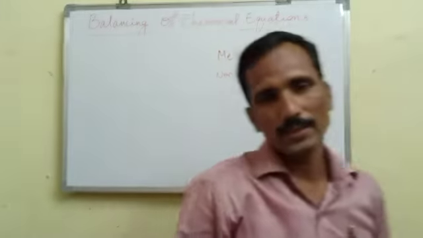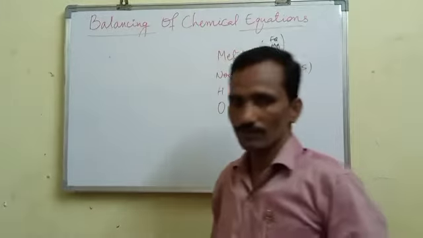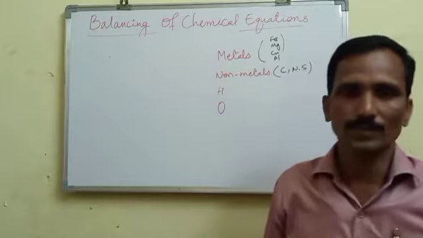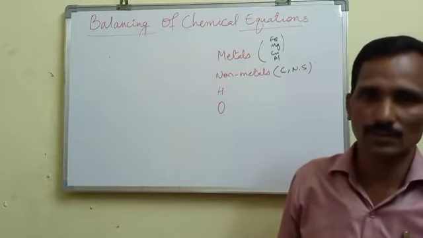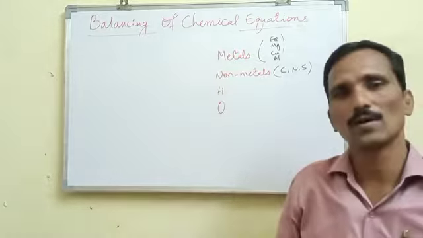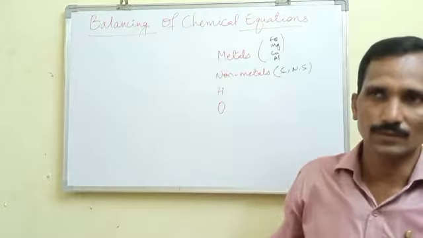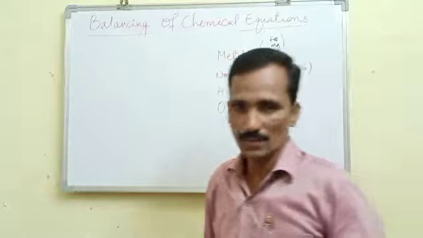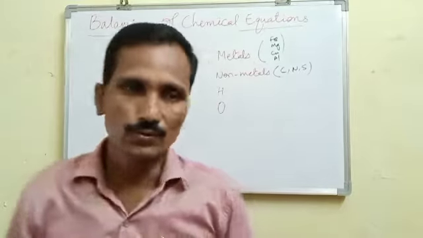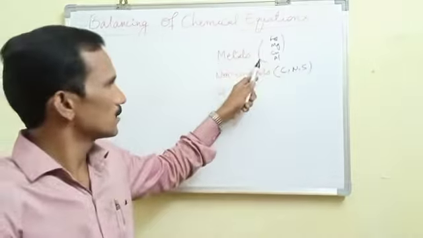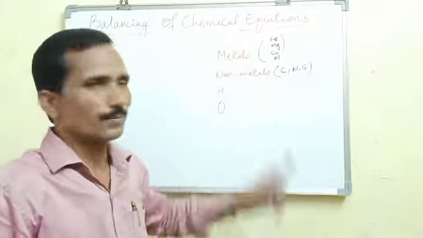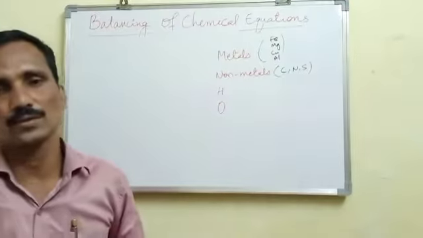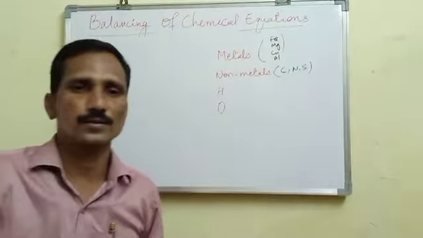Dear students, according to our textbook, we follow this method to balance chemical equations. We choose the first complex substances, but in higher, more complex chemical equations, we need to follow this method. First we should balance metals, then non-metals, next hydrogens, and at last oxygens.